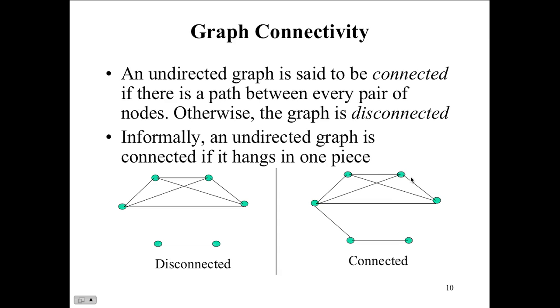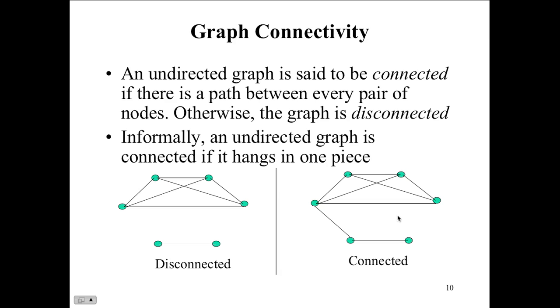So in terms of connectivity, we can describe the graph as follows. An undirected graph is said to be connected if a path between every pair of nodes exists. Otherwise, the graph is disconnected. Informally, an undirected graph is connected if it hangs in one piece. It's disconnected if it doesn't. So formally, this is connected because all of the nodes have some sort of connection together. This is disconnected because we have this piece out here that's missing this connection here. So this would be considered a disconnected graph. This one, on the other hand, is a connected graph.